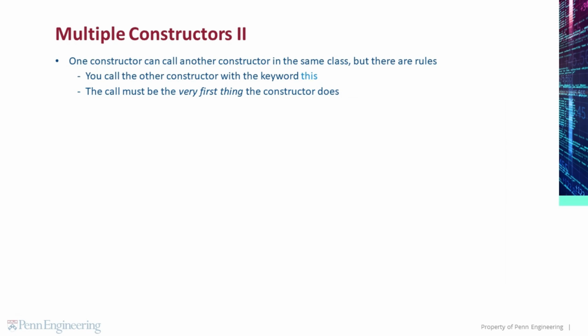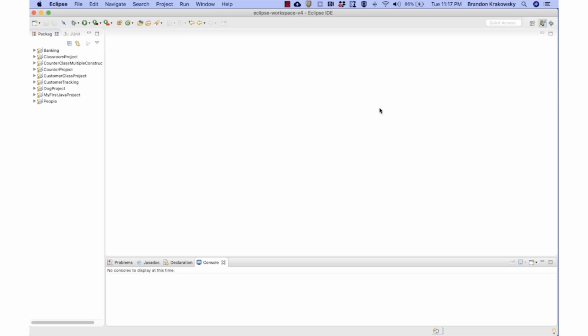If you overload constructors, one constructor can call another constructor in the same class. But there are some rules. You call the other constructor with the keyword this, and the call must be the very first thing the constructor does. To demonstrate, let's create a Point class with two constructors.